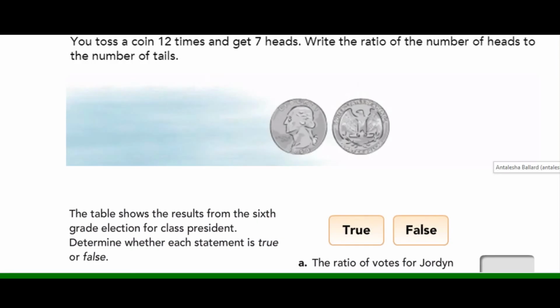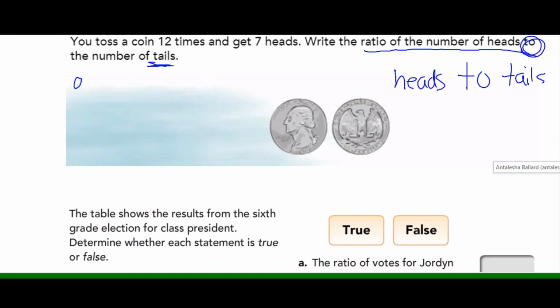So whenever you get a ratio question, I want you to write the words first and then write the numbers. So it says the ratio of the number of heads, so I'm going to put heads, to, and then next we need tails. So it needs to go in that order. So some given information that we know is that the coin was tossed 12 times. So total is 12. So that's the part and the whole of heads and tails. And then we know that the heads is 7.